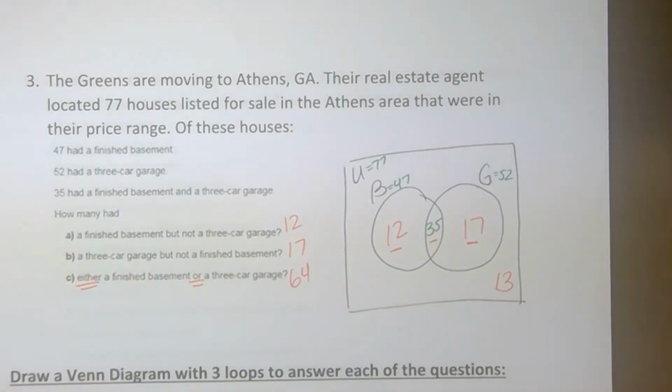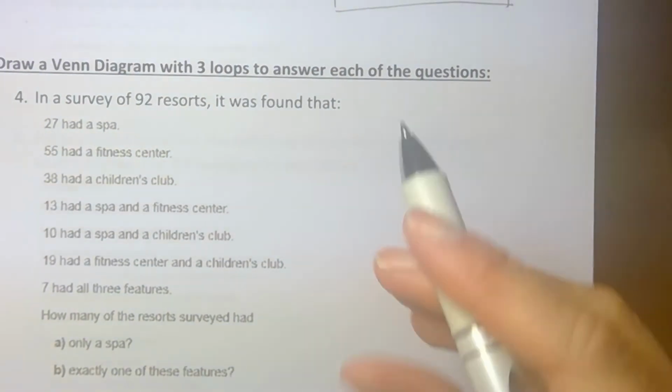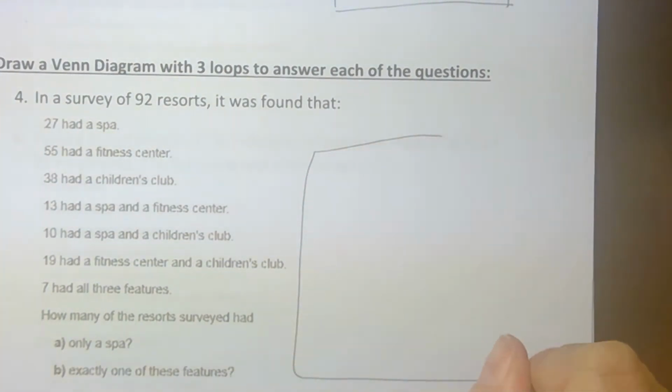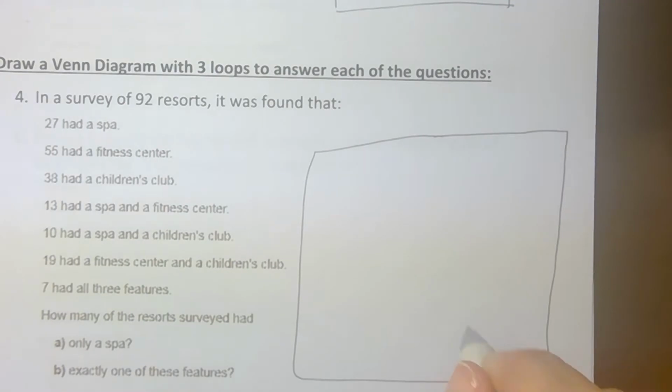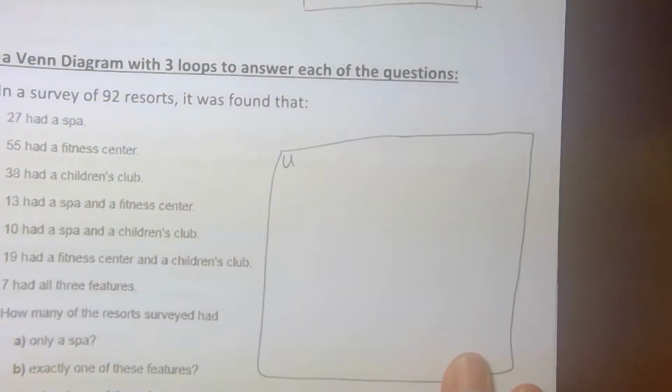All right, when we move to number 4, for the remaining problems, we have 3 loop Venn diagrams that we need to draw. So I'm going to make my box a little bigger to represent a larger universal set so that I have room to do all 3 loops.